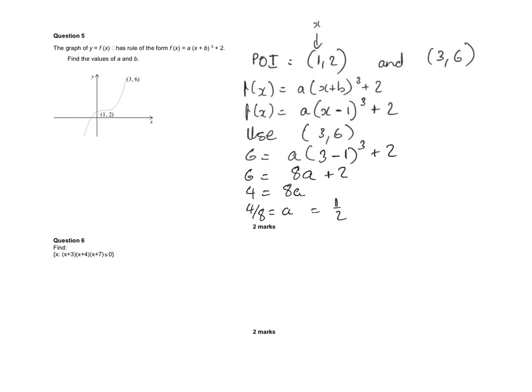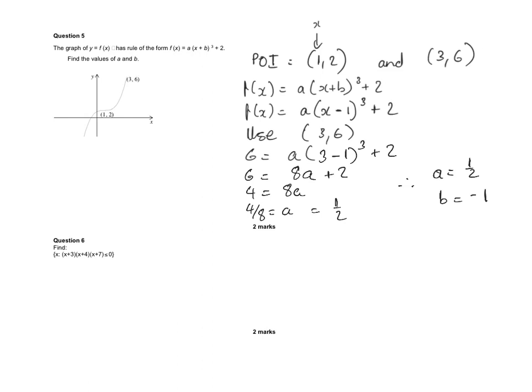Make sure you state it. The question said find the values of a and b. Some people just wrote the equation, and that's not telling me what a and b are. So a is equal to a half when b is equal to minus 1.